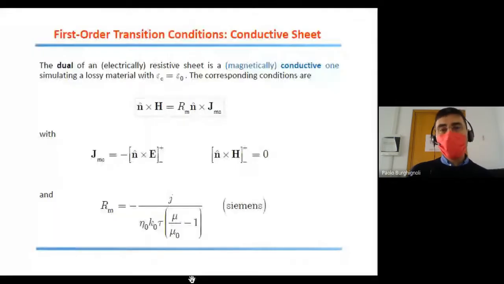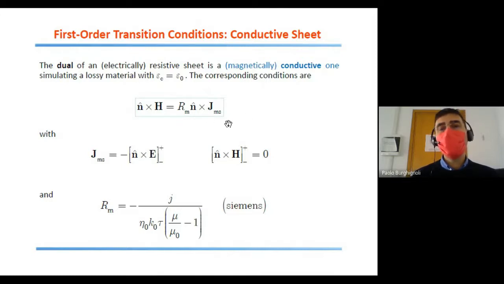The dual of an electrically resistive sheet is a magnetically conductive sheet, which simulates a generally lossy material, which is now magnetic, so without the electric properties, with permittivity equal to the vacuum permittivity. In this case, by duality, the transition conditions relate the tangential component of the magnetic field and the equivalent magnetic surface current density that flows now in the sheet. So the sheet now supports a magnetic surface current density rather than an electric surface current density.